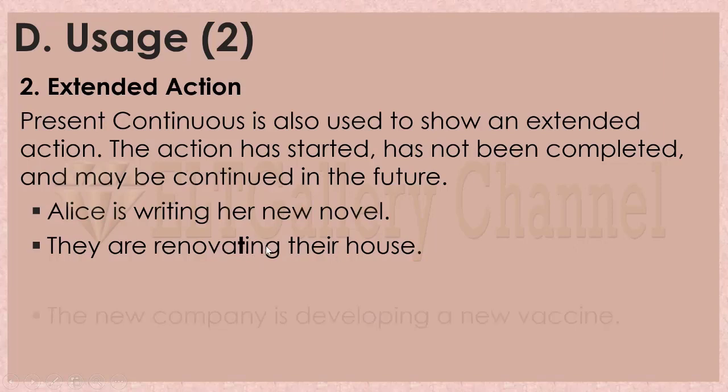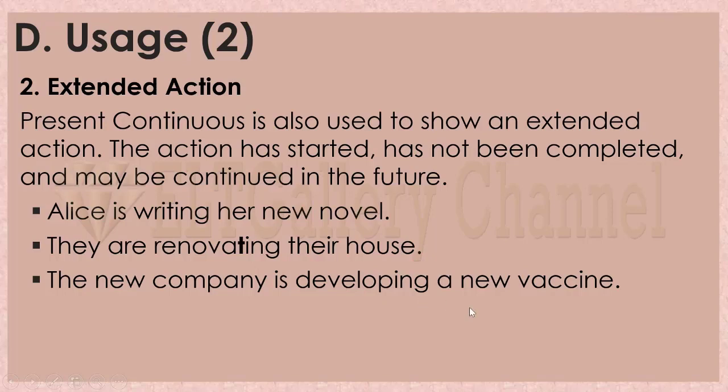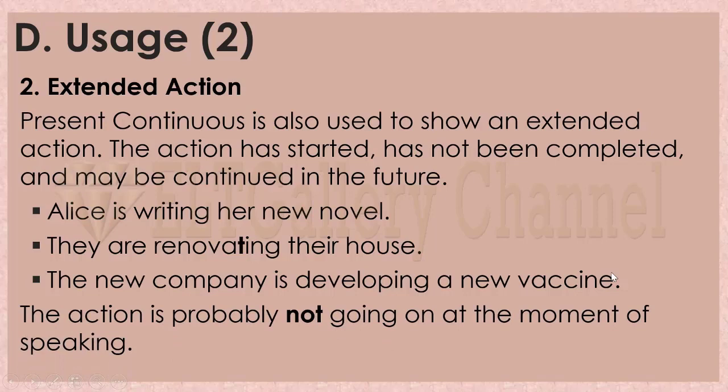Okay, this is a process. And then, the new company is developing a new vaccine. Developing. The new company is developing a new vaccine. So in here, the P is not double because the stress is on the first syllable, develop. This one is a process starting in the past and still going on now. The action is probably not going on at the moment of speaking, but it started in the past and is still going on, and it will be completed in the future.